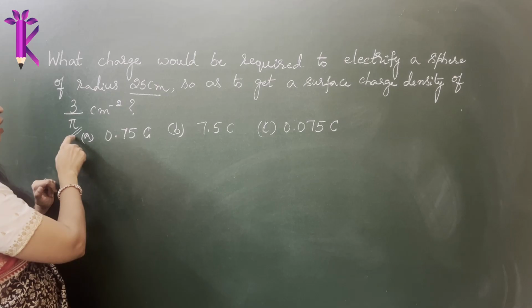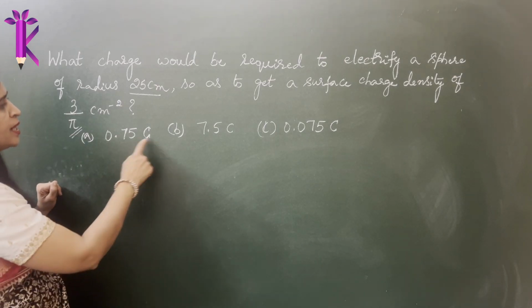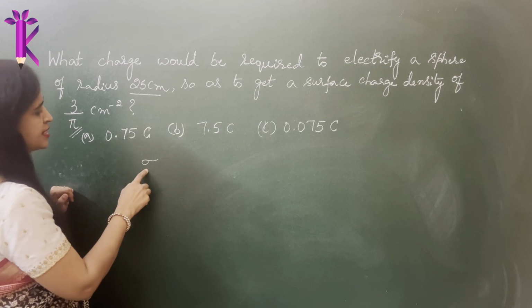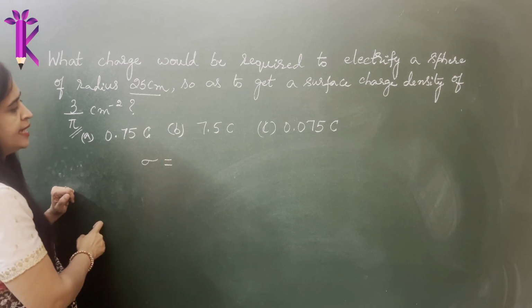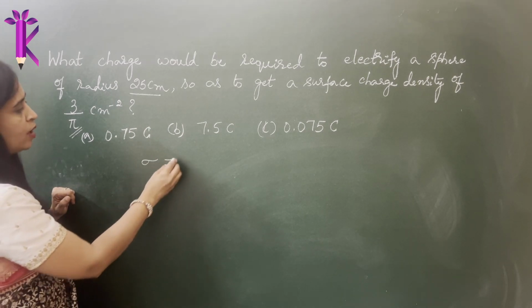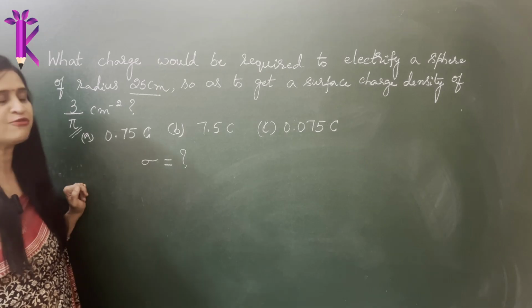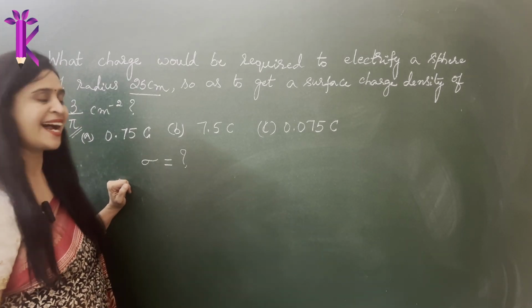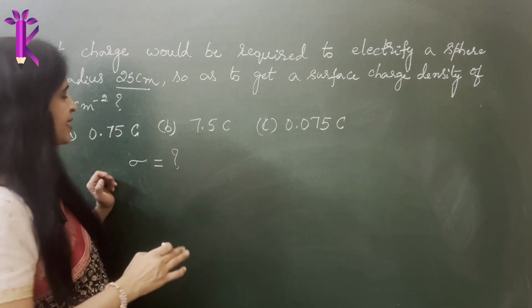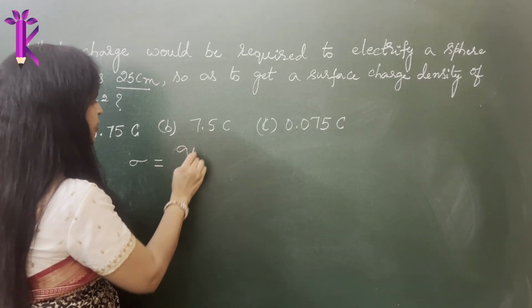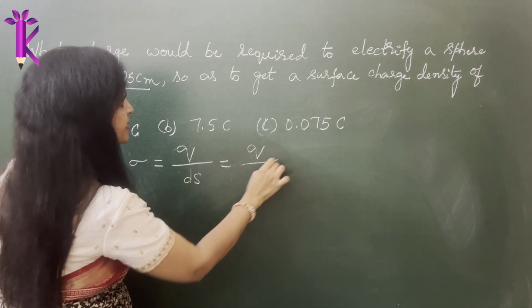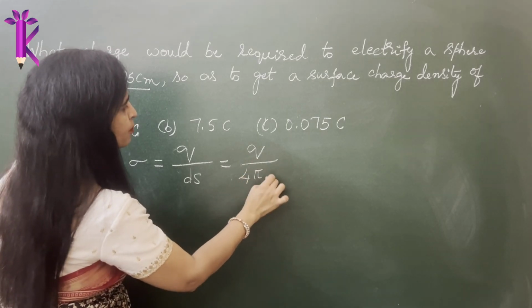So they want you to get a surface charge density of so much, and here are your options. You should know surface charge density, which is denoted by sigma, is given by what? You have to know the formula. I'll give you a short pause for you to think and then reveal the answer. I hope you are able to figure it out. It is given by Q divided by ds, which is the surface area. So Q divided by the surface area of a sphere, which is given by 4 pi r square.